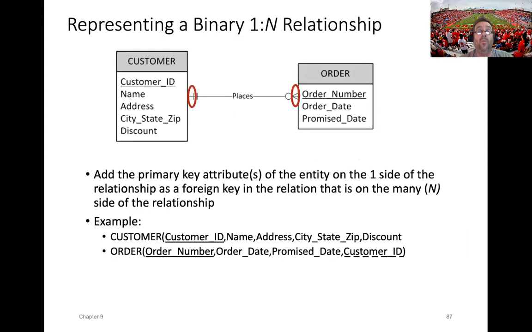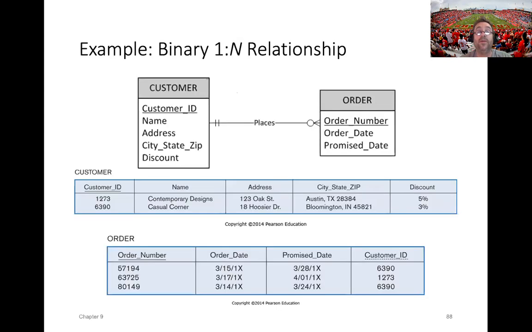If I want to do a one-to-many relationship, I take the primary key of the entity on the one side, in this example customer, with the primary key of customer ID, and I add that in as a foreign key in the relation on the many side. So if you look at order, you can see that I have a customer ID with a dotted line underneath it, which is the foreign key that ties together customer and order, customer ID being the primary key in customer. And here we have another example as a result.